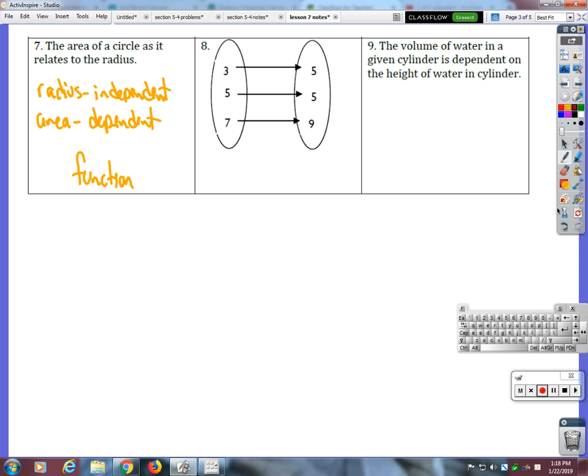Okay, what were the inputs here? 3, 5, and 7. And the outputs are, they're not 5, 5, and 9. The outputs are 5 and 9. Why would you say 5 twice? That's like saying, what color socks do you have in your drawer? I've got brown socks, I've got brown socks, I've got what? Just tell me you got some brown socks and some black socks. You have to list every single one. It is a function.